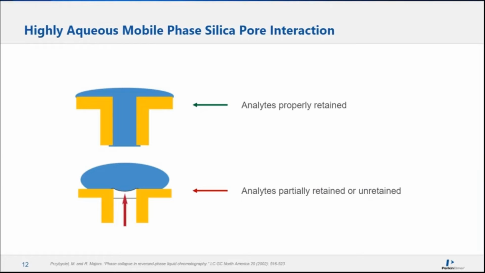And this is an idealized graph of a pore. We can see in the upper portion, the analytes are properly retained. The mobile phase can be seen entering this idealized pore structure. However, if the analytes or the mobile phase can't enter the pore structure at the normal operating pressure of the column, the analytes are partially retained or even unretained.